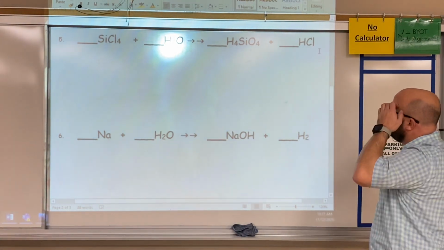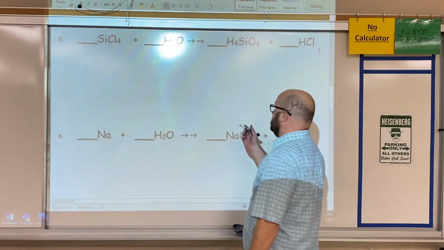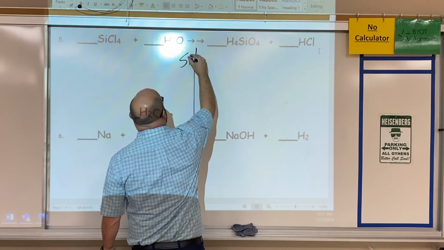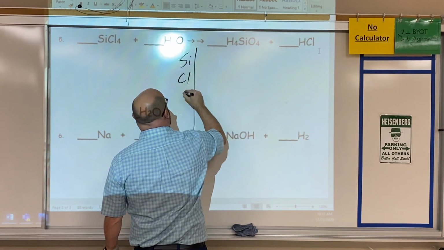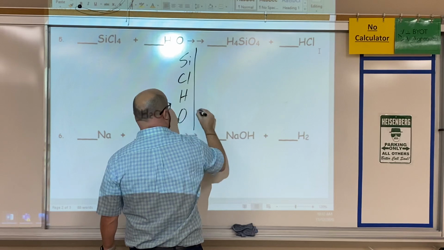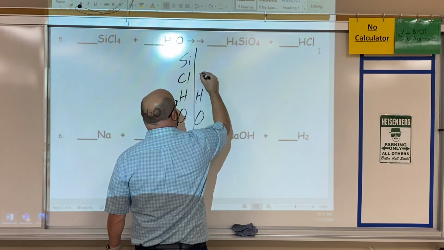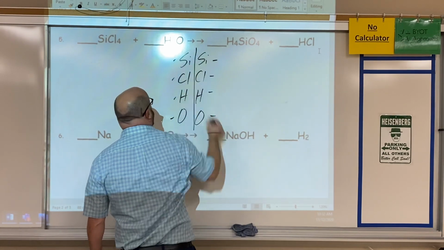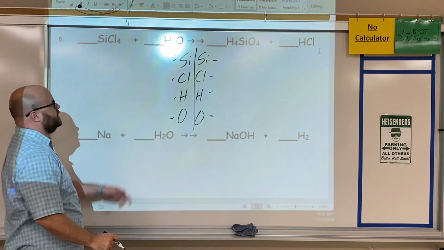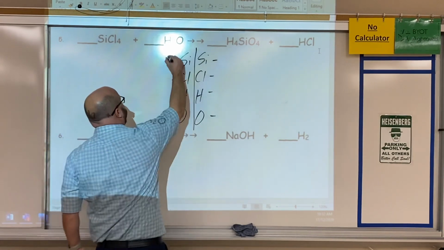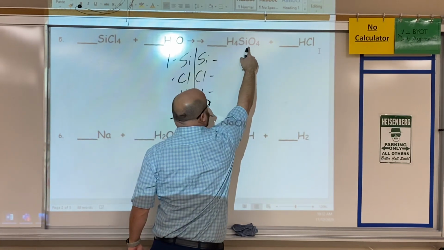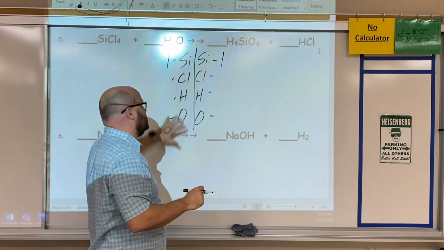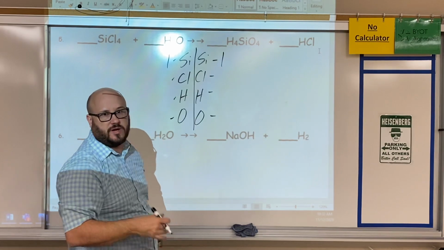All right. Looks like we got 4 elements on this one. We got silicon, chlorine, oxygen, and hydrogen. Count your silicon. 1. There's 1 right here as well. It doesn't matter if you count 1 element at a time or 1 side at a time. I just kind of do whatever comes natural to me.